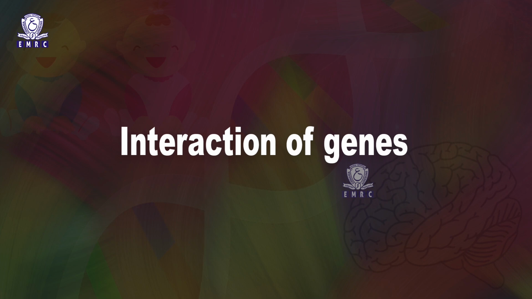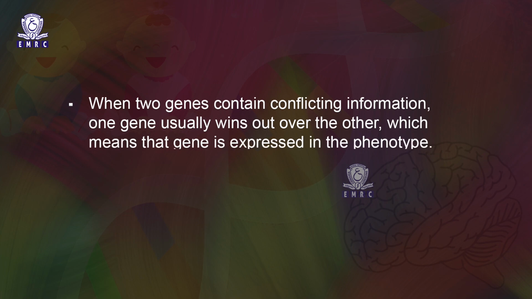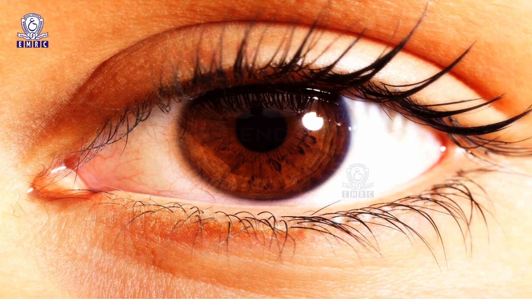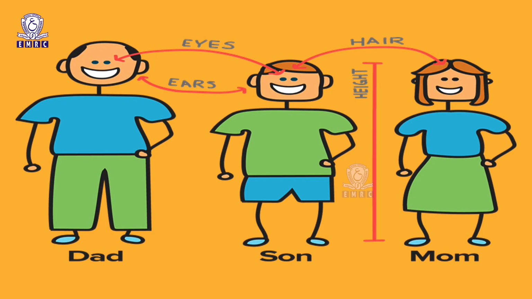Interaction of genes. When two genes contain conflicting information, one gene usually wins out over the other, which means that gene is expressed in the phenotype. Dominant as opposed to recessive genes typically end up expressed. For example, if one gene is dominant, such as the one that produces brown eyes, the diagram shows the combination of dominant and recessive genes received from the parents, their interaction, and the ultimate projection of the gene in the offspring or the child, like the eye color or the hair color, etc.